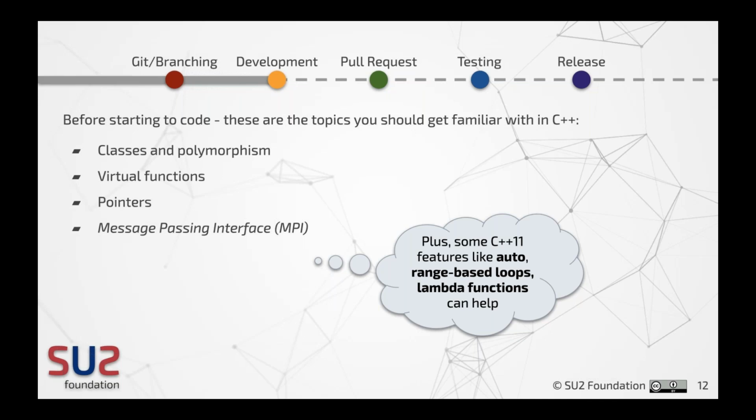And then, since a year or so, we made C++11 globally available in the code. So you might see a lot of things from that, like the auto keyword, range-based loops, lambda functions. And if you have no idea what I'm talking about, then just look for it somewhere on the internet, or we can also offer a course on that very soon.